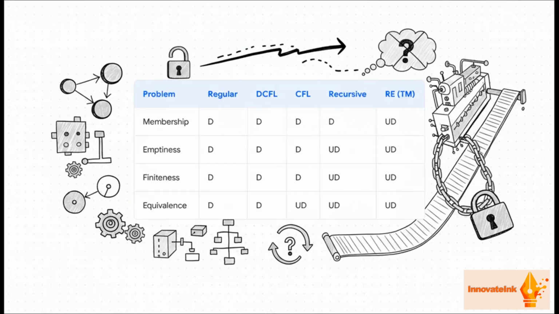It's impossible. This table right here is our map of the knowable universe in computing. Let's just walk through it real quick. Down the left side, we have different questions we might want to ask. And across the top, we have our models of computation, from the simplest on the left to the most powerful on the right. Now just look at that first column for regular languages. See how everything is decidable? We can answer all those questions, no problem. But as you move to the right, to more powerful machines like the Turing machine, watch what happens. The answers just start flipping from decidable to undecidable. It's this incredible trade-off. The more powerful the machine, the less we can actually know about what it's going to do.